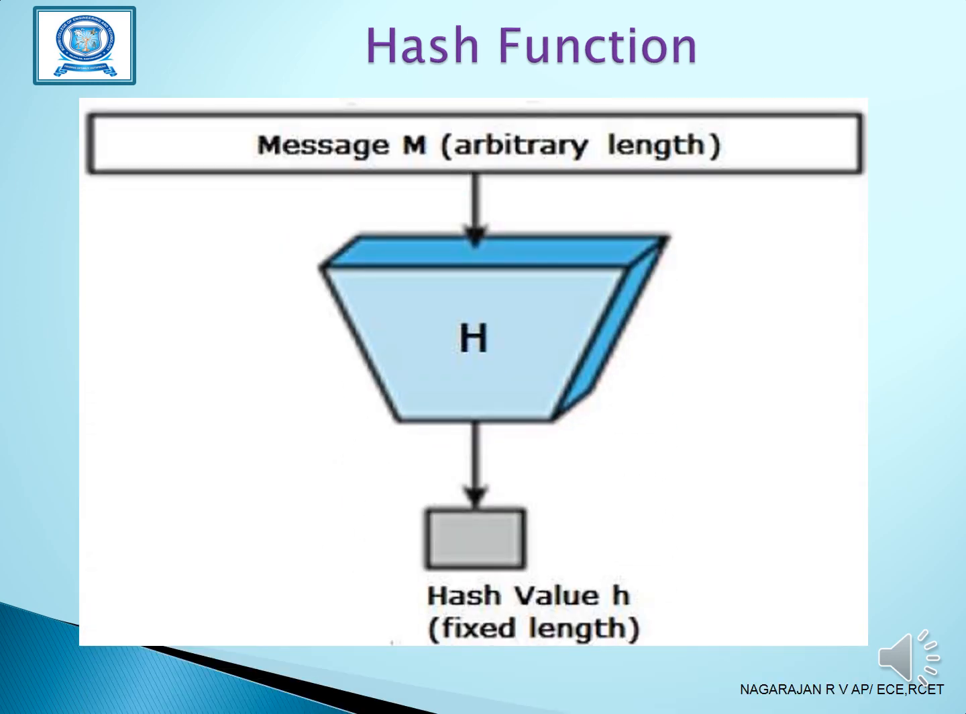This is the block diagram of a hash function. Here, a hash function is nothing but a map of the variable length to a fixed length. So a message has a variable length, it is given to a hash function, and then finally we get a hash value that is a fixed length. So the input is of arbitrary length, that is a variable length, and the output is a hash value, h value, which is a fixed length.